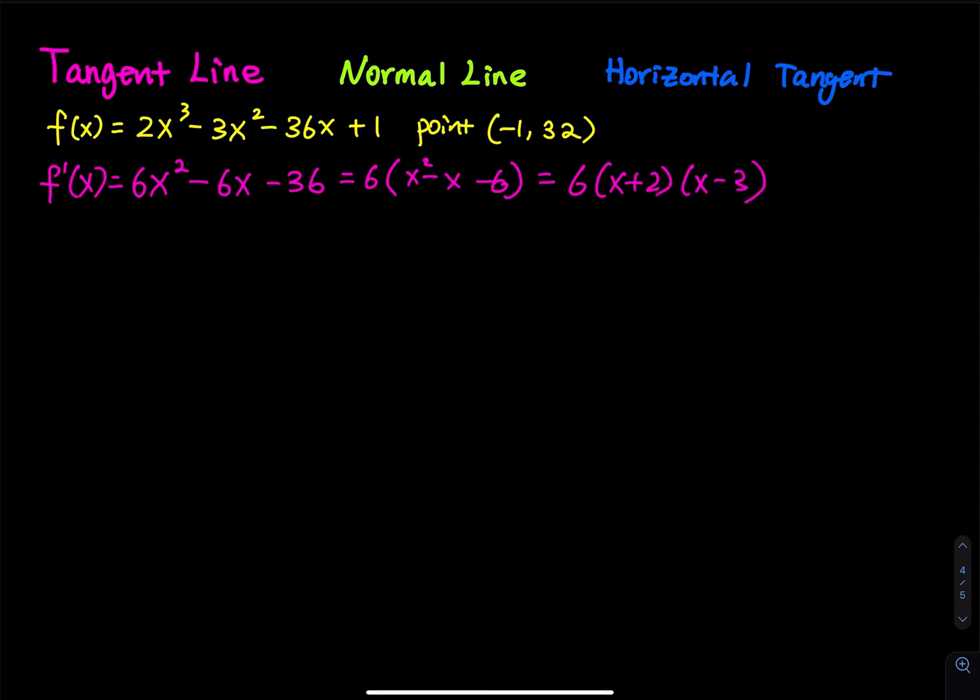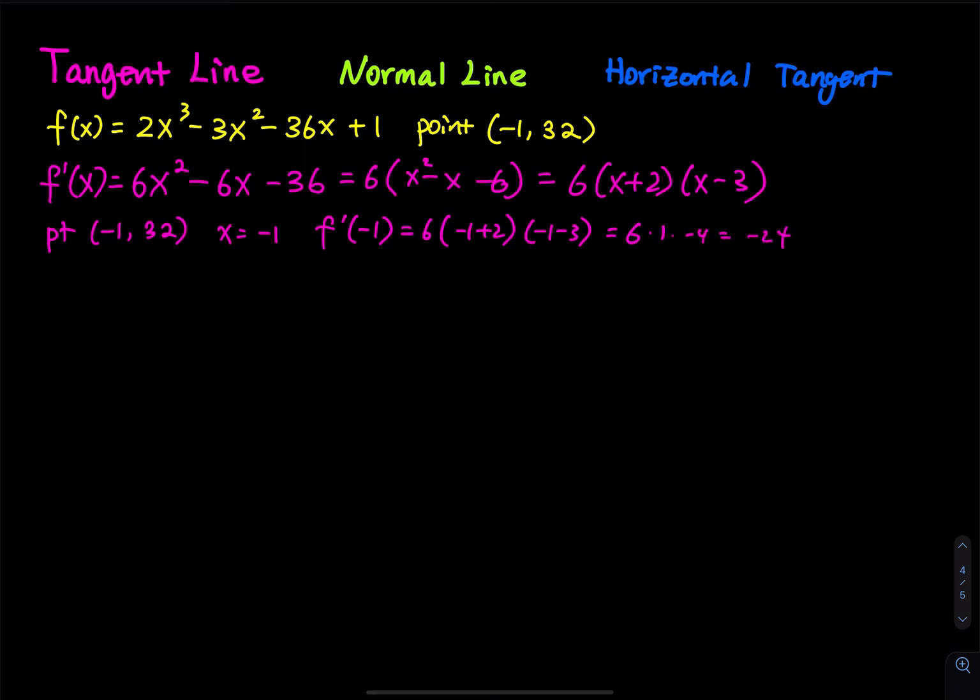Okay, the first thing is I want to find the equation of the tangent line. That is a straight line, y equals slope times x plus the y-intercept. What is the slope of the function at that point? You have to plug in x equals −1. The point is (−1, 32), so x is −1. So f prime of −1 equals 6 times (−1 + 2) times (−1 − 3). We have 6 times 1 times −4, which equals −24, and this is the slope of the tangent line.